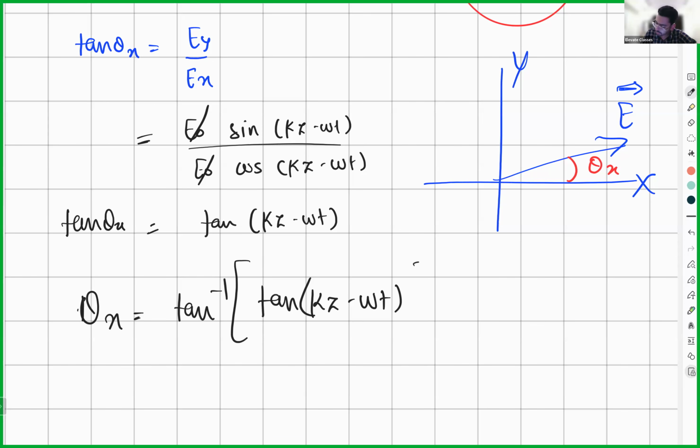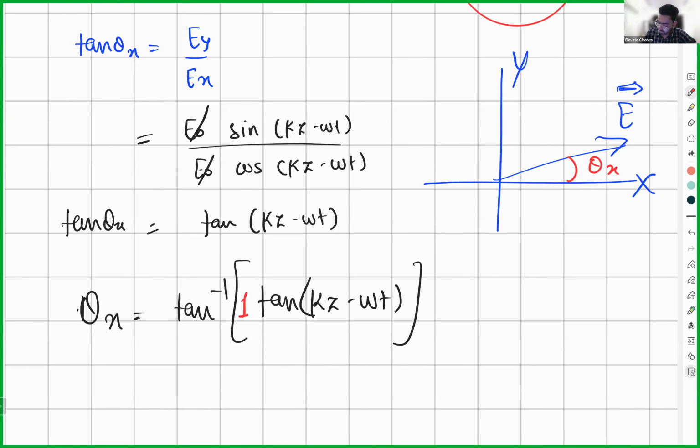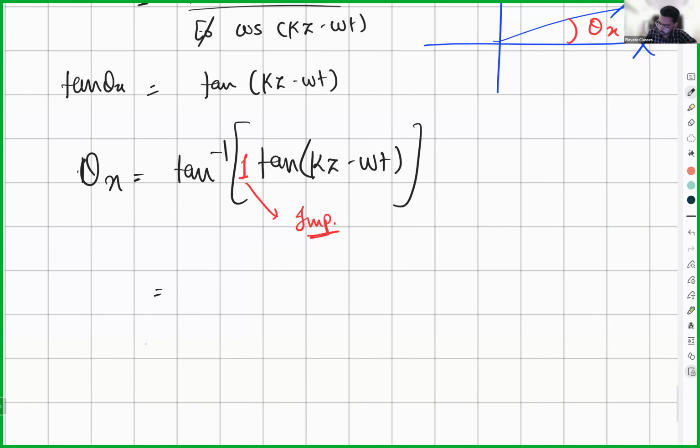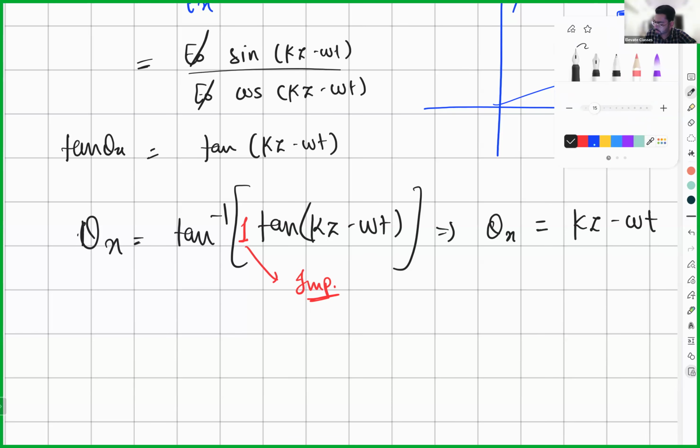This thing is solvable, meaning to say that tan and tan inverse can cancel only if there is a 1 inside. Only if there is a 1 inside, so 1 into tan of (kz minus omega t). Only then you can cancel out tan inverse and tan. Otherwise you cannot. So if there were a b by a, you couldn't do that. So observing this 1 over here is very important. This is why you get a perfect relation, that is theta x is kz minus omega t, without any tan inverse, tan or sine or cos.